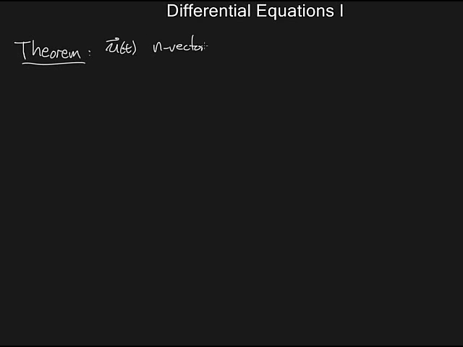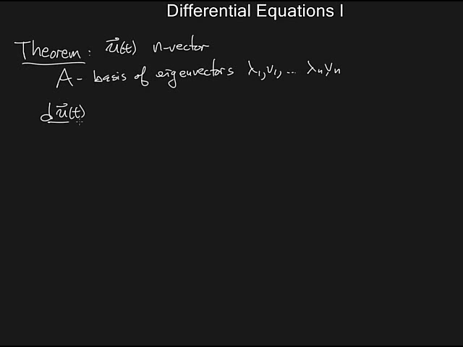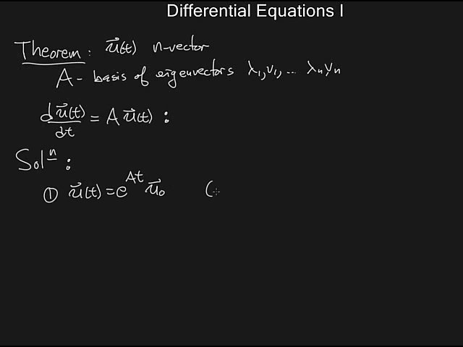And it goes as follows. Suppose we have an n-vector u of t, a function of t, and we have an n by n matrix A, which has a basis of eigenvectors, lambda 1 v1 through lambda n vn. And we consider the differential equation du dt is equal to A u of t. How do we solve this? Well, I already told you the answer to this. It's u of t is e to the At u naught, where u naught is some arbitrary starting condition.